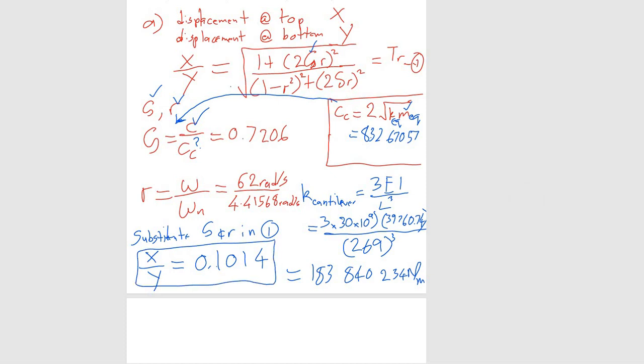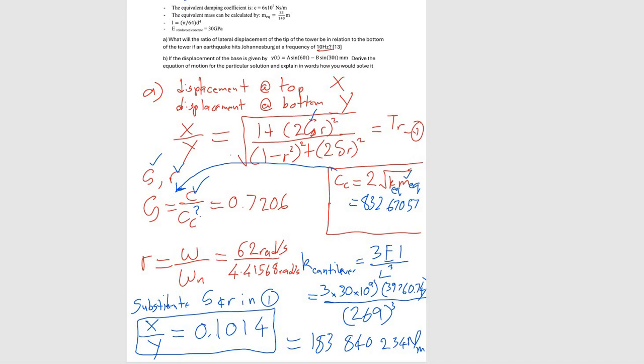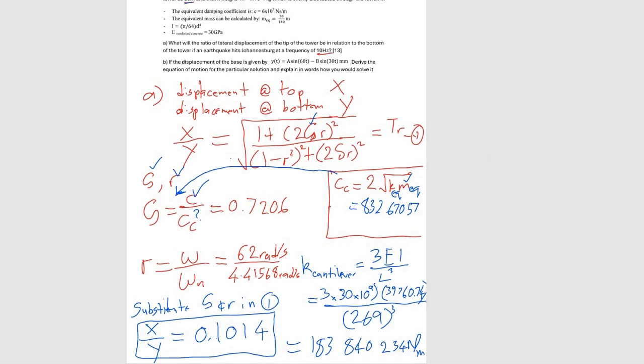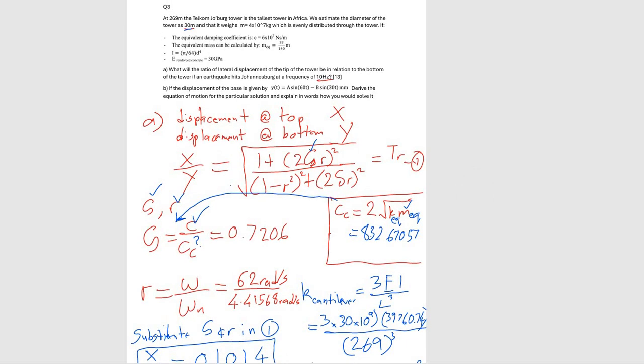Okay, so this will be my answer for the first part of the question. What is the ratio of the movement of the tip of the tower in relation to the bottom of the tower? That is the first part of the question. Now, let's have a look at the second part of the question. I'm going to do it in the next video, so that I can have some space to work it out nicely. So join me in the next video as I do part B of this question.